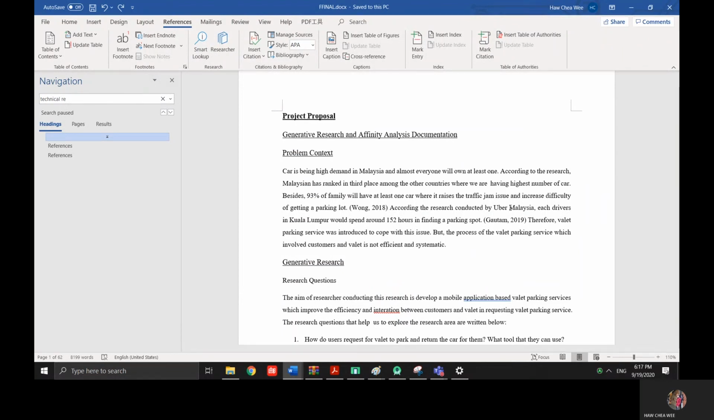Now I'm going to talk about my project proposal, and I will start with the problem context in the generative research.